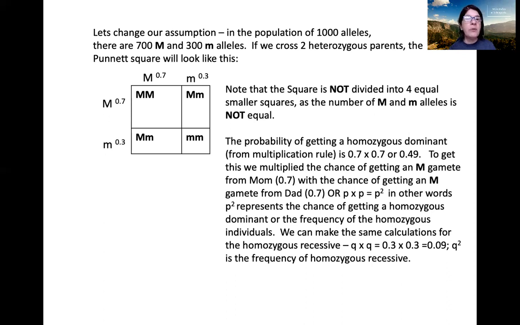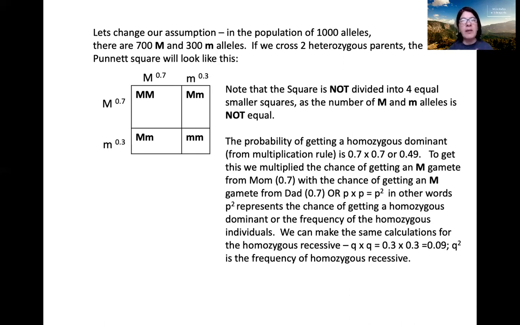So now, if we're using the multiplication rule, you can get a dominant individual by getting 2 dominant alleles. The frequency of the dominant allele is 0.7. So 0.7 times 0.7 will give you 0.49. Okay, so we multiplied the chance of getting the capital M gamete from mom with the chance of getting the capital M gamete from dad, right? That's 0.7 times 0.7. Or P times P, or P squared. In other words, P squared represents the chance of getting a homozygous dominant, or the frequency of the homozygous dominant individuals. We can make the same calculations for the homozygous recessive.